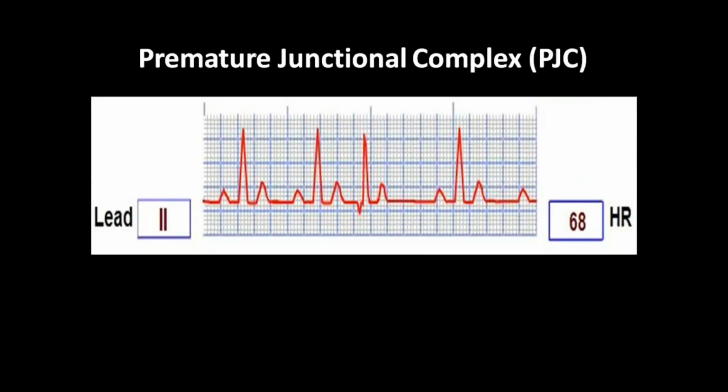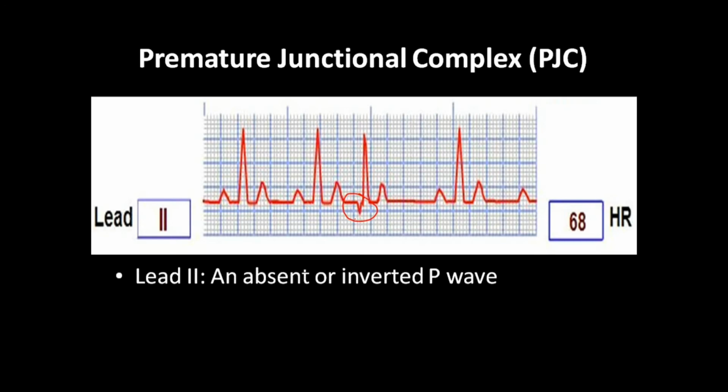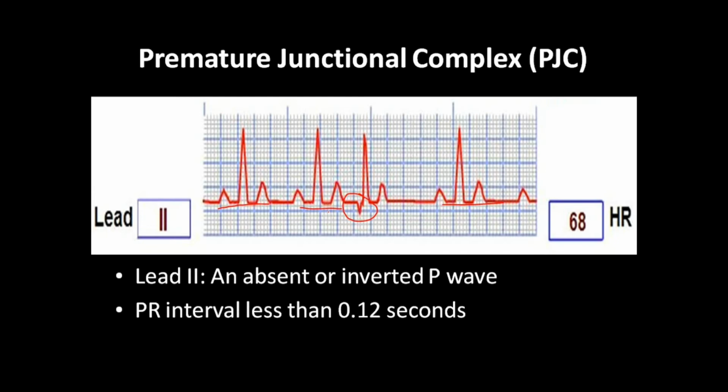Next we have premature junctional complexes. As the name suggests, some early complexes can be seen. There will be an absent or inverted P wave. Okay, here you can see an inverted P wave. In all the cases in this ECG we have a P wave, but an inverted P wave is a feature in this ECG. Sometimes this P wave will be missing, and the PR interval is less than 0.12 seconds.